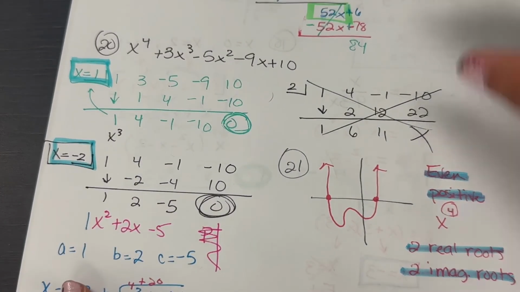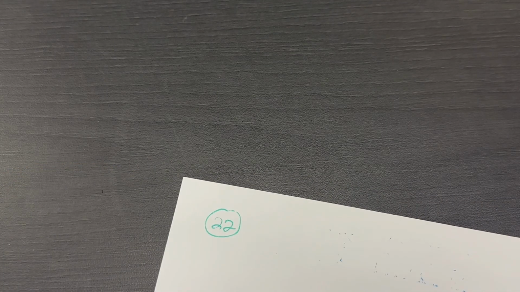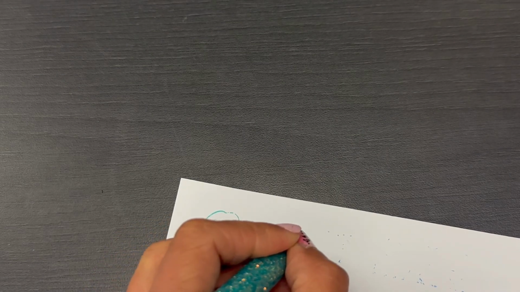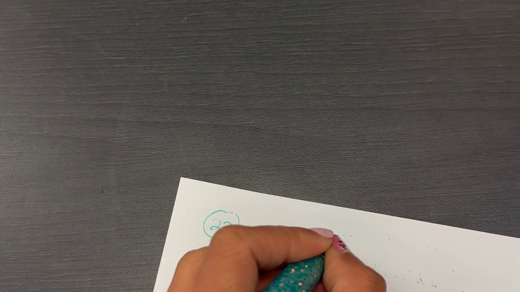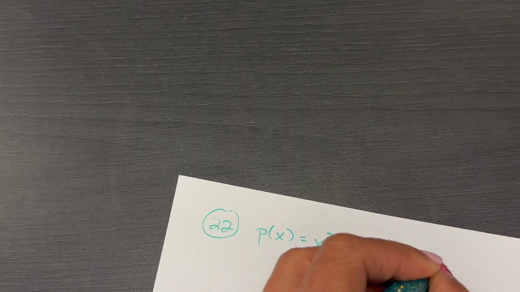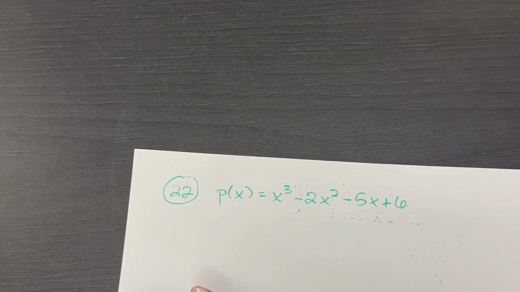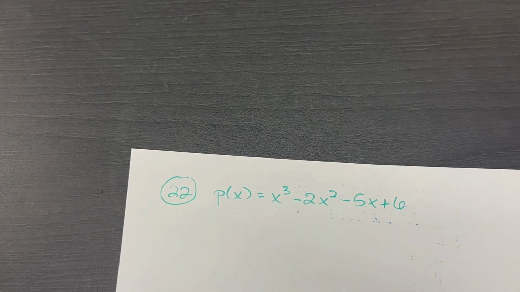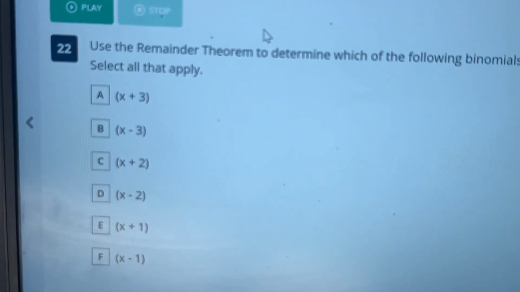22, I won't have room right here, so I'm gonna grab another sheet of paper. 22. It says use the remainder theorem to determine which of the following binomials are factors of p of x equals x cubed minus 2x squared minus 5x plus 6. Okay, and they give us a list of options to try. So let me show you that real quick. So these are my options.